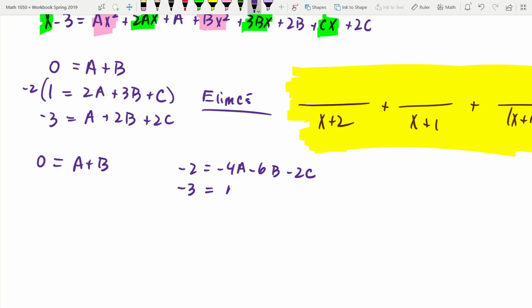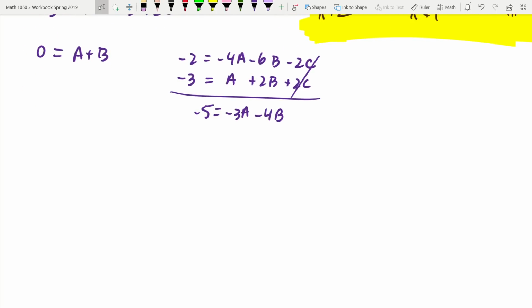Write down equation 3 exactly the way it was, and now my c's go away again. So I have negative 5 equals negative 3a minus 4b. Now look at those two equations. I have to get rid of something else. I can do a's or b's. They're both going to be pretty easy.